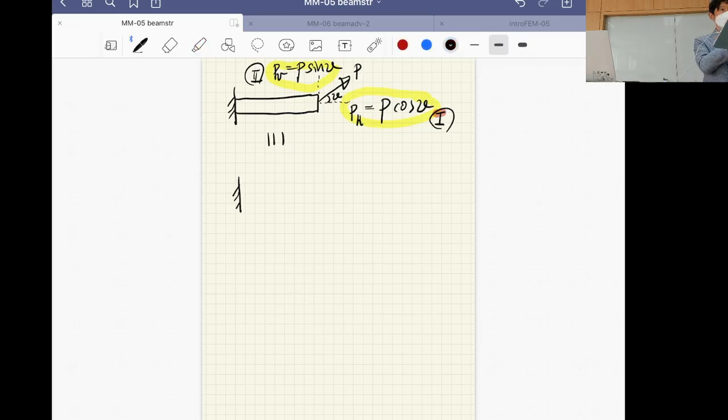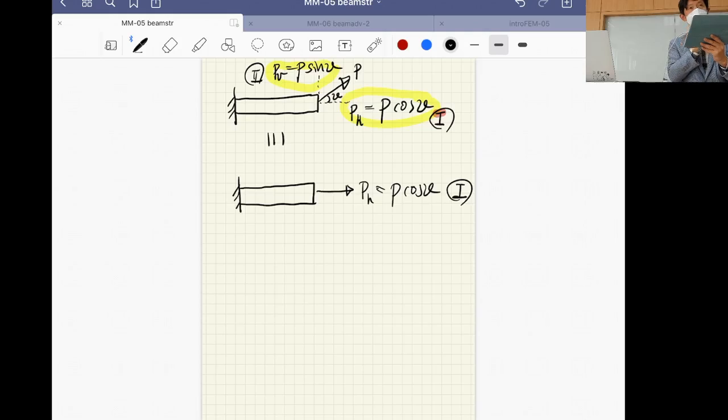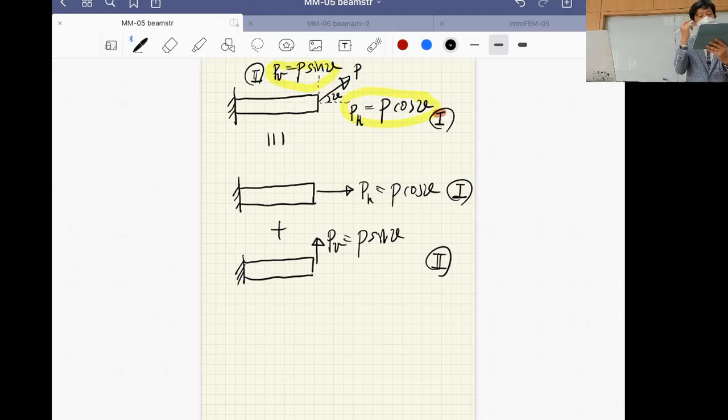So I have a support on the left hand side, and then I have this bar, and this bar is subjected to the horizontal load component PH. That's given here, P cosine theta, and this is system 1. Okay. Plus, we want to consider exactly the same structural system, and then I want to consider transverse load PV, which is P sine theta. Okay. Then look at this. This is the one-dimensional problem, the axially loaded member.